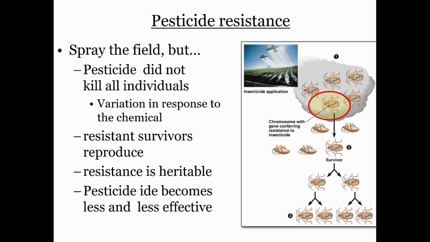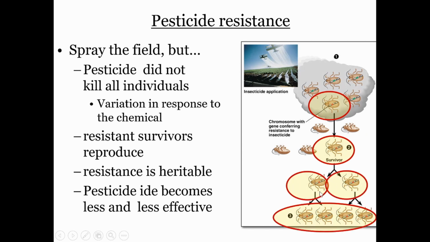So if we look at the photo here, we have this individual who has some sort of genetic variation that allows it to survive even if it's sprayed with a pesticide. He survives after getting sprayed. He has offspring. Those offspring have offspring. And now the population has shifted to the majority having this specialized survival gene.